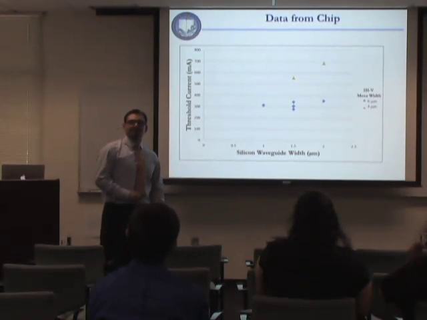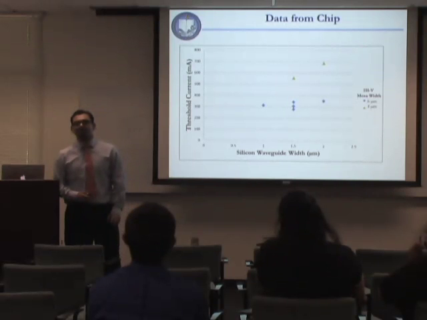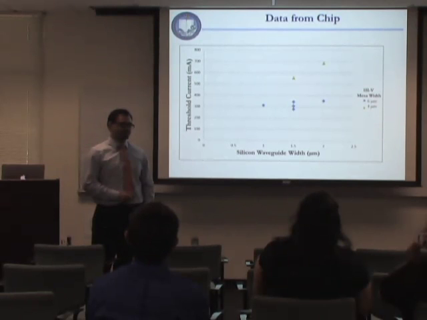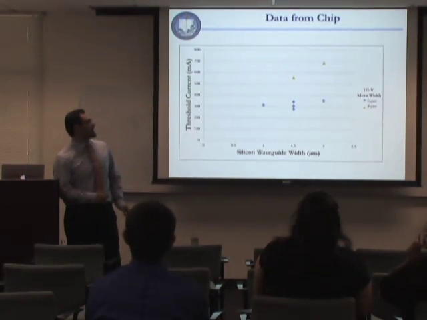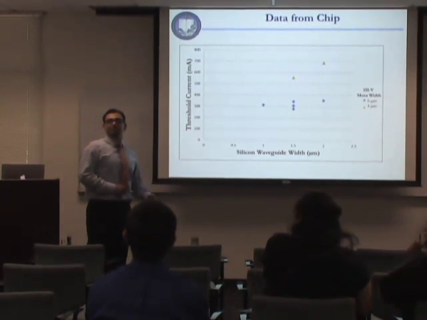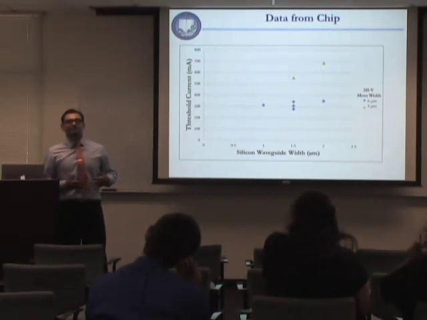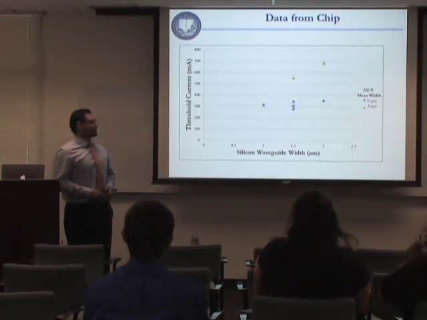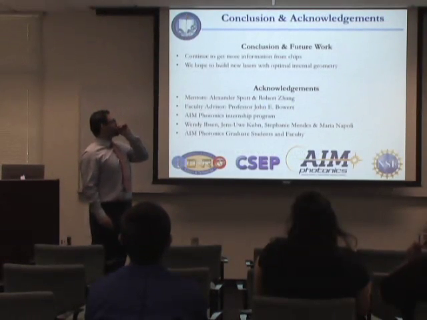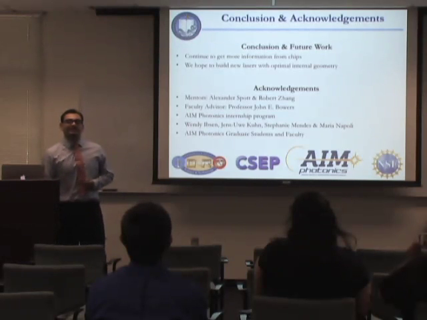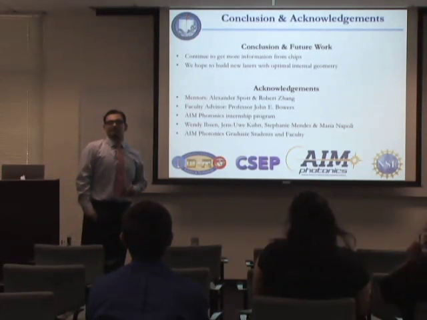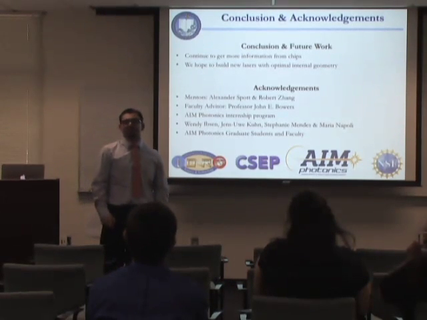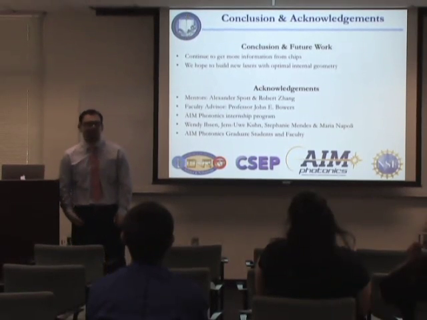Little by little we are seeing a trend, but we can't make an assumption of what is actually going on with these internal geometries. So throughout this research, what I've been doing is trying to get more data so we can figure out what is affecting these internal geometries, so we can get a better understanding of them. So in conclusion, so far I have gotten data from just one single chip, and we would like to further our experiments to get more data from different chips so we can get an understanding of these internal geometries.